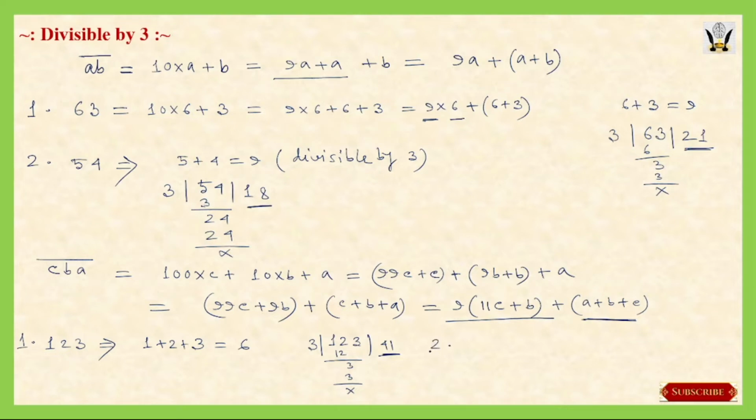Now if we take another example, say 701. If we add the 3 digits 7, 0 and 1, it becomes 8.